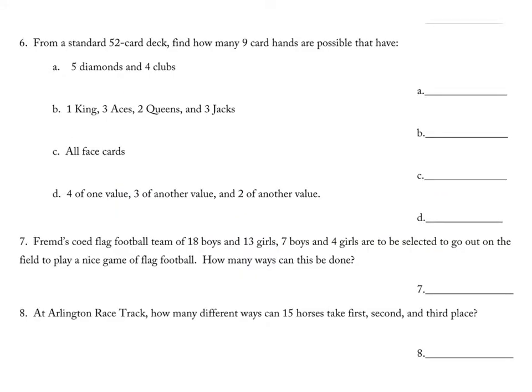Okay, deck of cards, here we go. All right, this is how many 9 card hands are possible that have, first one's 5 diamonds and 4 clubs. So you need to realize that for these card problems, you are making a selection. We are selecting 9 cards, but we're not looking for the probability that it happens. So you don't need to make a fraction. You're just looking for the total number of combinations.